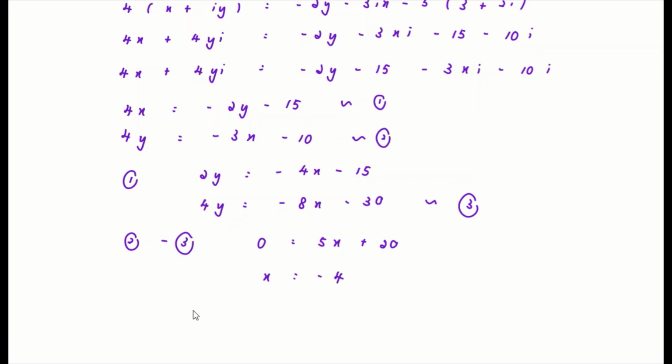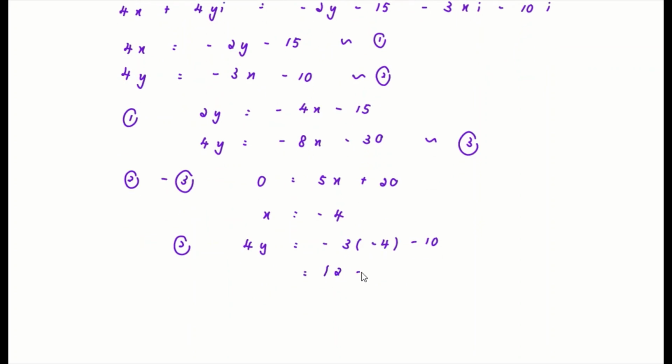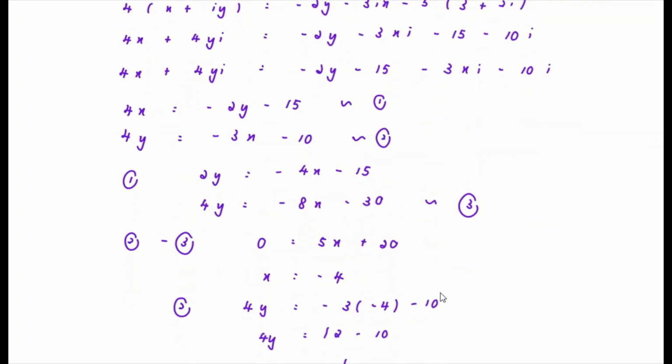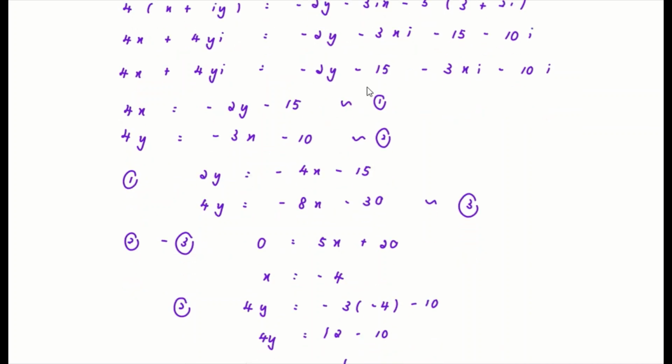Move on, same thing. It depends on you which one you want to use. I'm going to just use 2. So 4y equal to negative 3 times negative 4 minus 10. So I have 12 minus 10 for y. So y will be equal to 1 over 2. So my answer will be x is equal to negative 4 and y equals 1 over 2, and the complex number for the left hand side is the same as the complex number on the right hand side. That's it for this question.